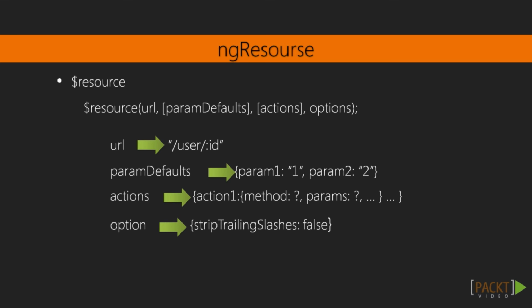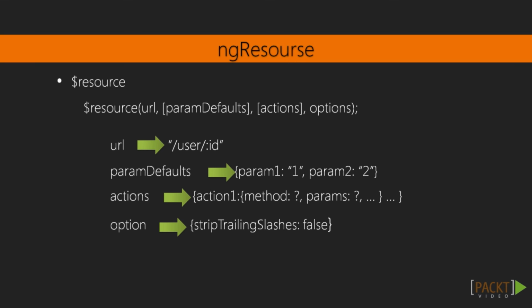The paramDefaults parameter is an object containing the default values for URL parameters. These can be overridden in action methods. If any of the parameter values is a function, it will be executed every time a parameter value needs to be obtained for a request, unless the parameter was overridden. If the parameter value is prefixed with @, then the value for the parameter will be extracted from the corresponding property of the data object provided when calling an action method.